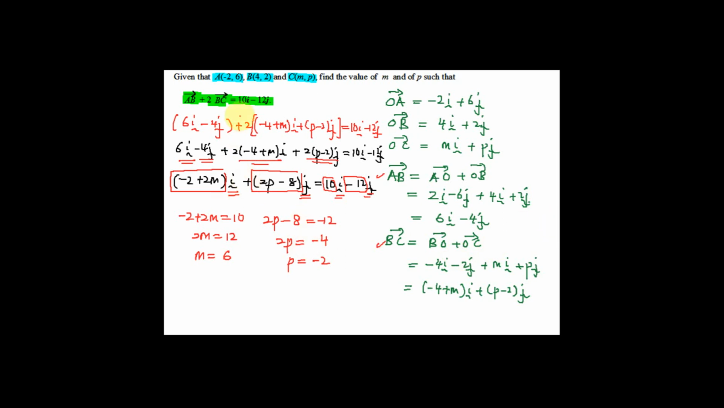So you can see here, this type of question, what you need to do is, first, you must know how to turn this coordinate A into an ij vector. The coordinate A is always relative to O, that is your OA equals minus 2i plus 6j. So secondly, you must be able to find the vector AB and BC. Then you substitute inside. Then you group all your i terms together and your j terms together. Then you compare it to find the value of the constant.